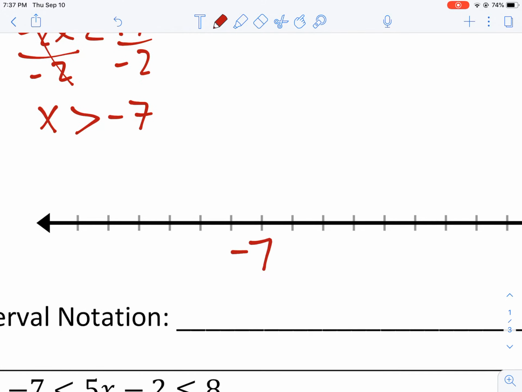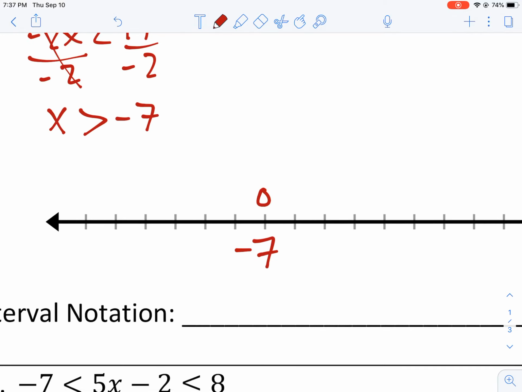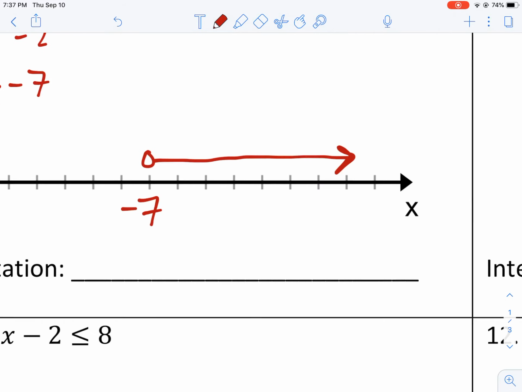So we're going to put, no, not positive 7. x is greater than -7. So we're going to put -7 on our graph. Since there's no line underneath our symbol, we're going to put an open dot. And since it's greater than -7, we're going to go to the right. In interval notation now, we're starting at -7, and it's an open dot, so we're going to use parentheses. And then on the right side, we see our arrow, which means it's going to infinity.